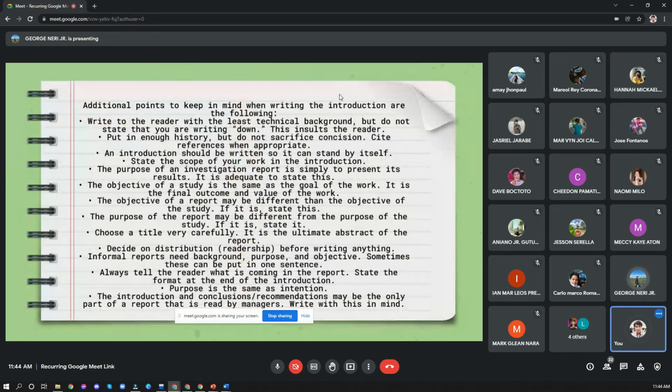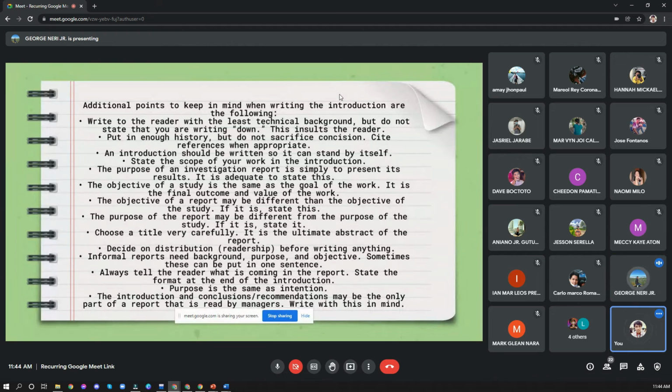So additional points to keep in mind when writing the introduction are the following. First, write to the reader with the less technical background but do not state that you are writing down. This insults the reader. Second, put in enough history, but do not sacrifice concision, cite reference when appropriate. Third, an introduction should be written so it can stand by itself. Fourth, state the scope of your work in the introduction.